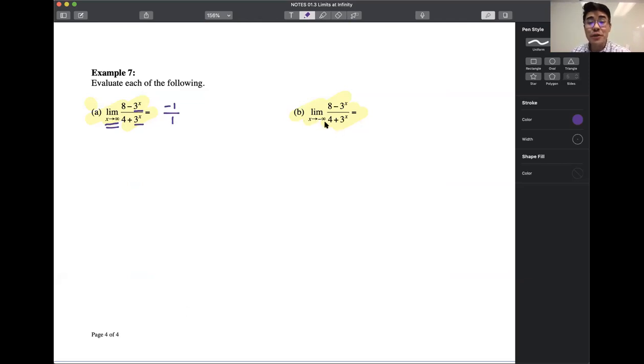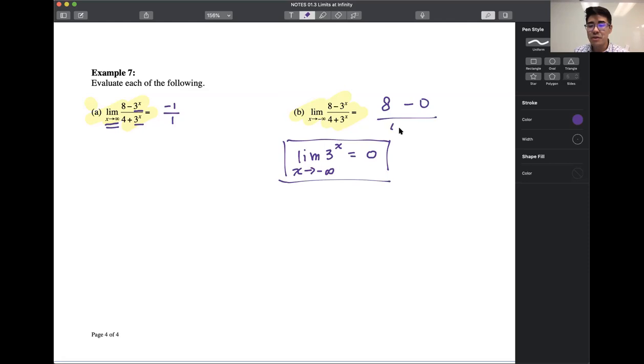Versus for part B, if we're evaluating the limit as x approaches negative infinity, then we just have to do this exercise. And I hope that y'all remember that when you have an exponential function and the exponent gets incredibly small, your limit approaches 0. Or your limit does not become a negative number, does not become negative infinity. Your limit approaches 0. So in this case, we can do direct substitution with our limit. The limit is 8 minus 0/4 plus 0. The limit is equal to 2. Questions about that one?